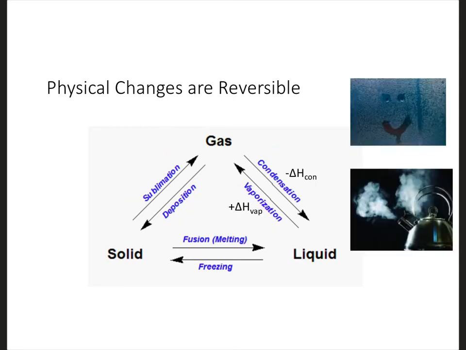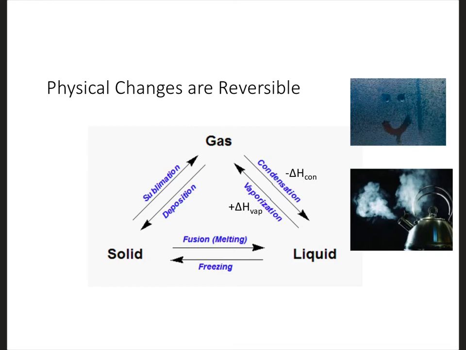So there are energies associated with each one of these transitions. If there's an enthalpy associated with going from a liquid to a gas, there's also an enthalpy associated with going from a gas to a liquid. For a given substance, that enthalpy change is the exact same magnitude, it's just the opposite sign. So if it takes 100 kilojoules of energy to make something go from a liquid to a gas, for that same substance to go from a gas to a liquid, it's going to be negative 100 kilojoules.